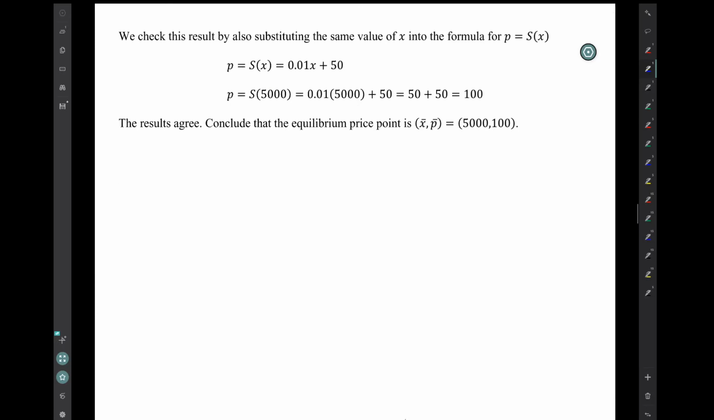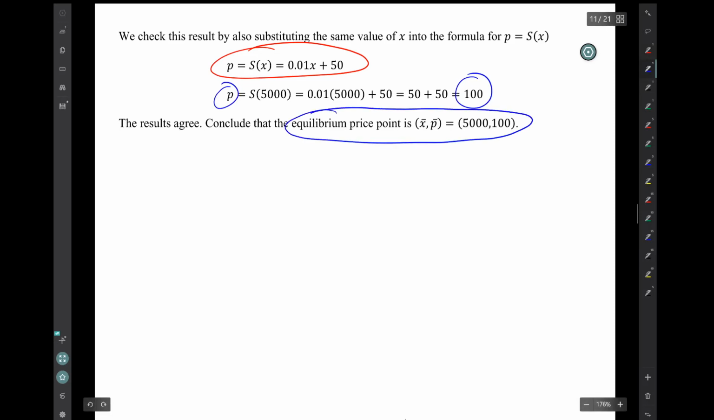We should check this result by also substituting the same value of x into the formula for the supply price function. Well, there's the formula for the supply price function. When we substitute in x equals 5,000, we end up with p equals 100 again. So those results agree. So we conclude that the equilibrium price point is x bar, p bar equals 5,000, 100.